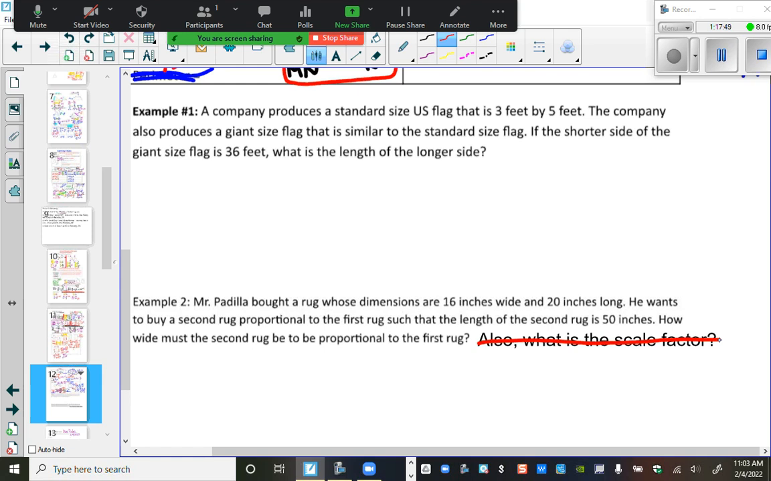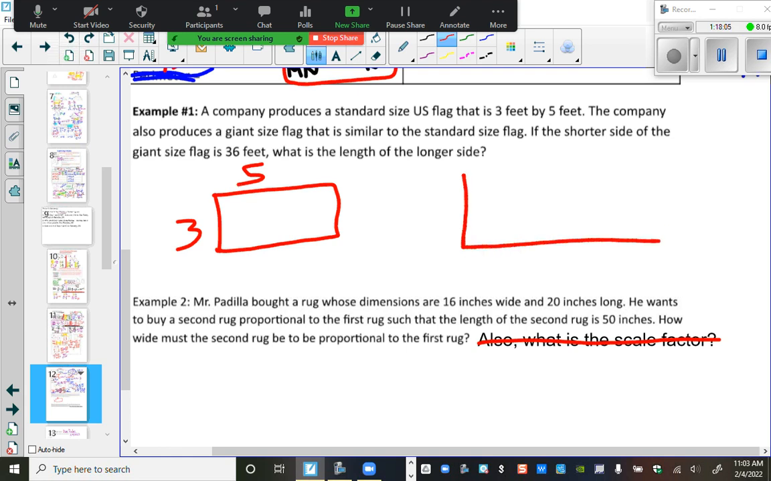Example 1, you have a flag, 3 feet by 5 feet. Three, 5. Now we have another flag. The shorter side is 36. Now is the shorter side going to correspond with the 3 or the 5? 3. So then the longer side, for the big flag, what are we going to represent it with? An X probably. Let's say again? X. An X. Perfect. Catherine's right.